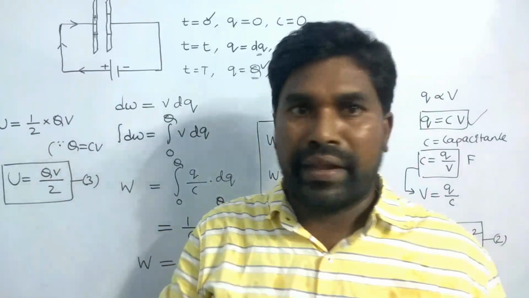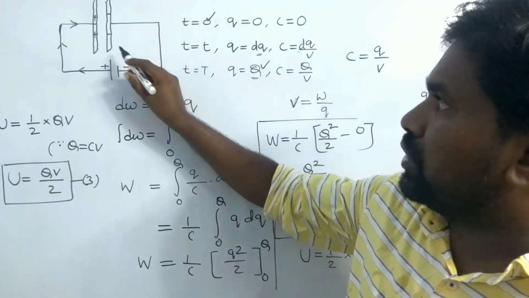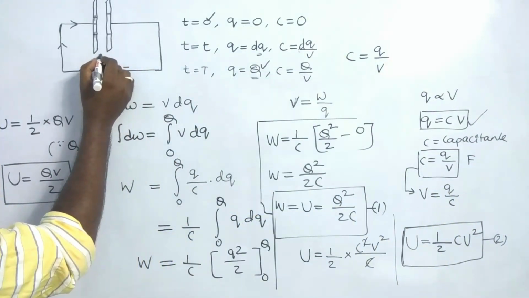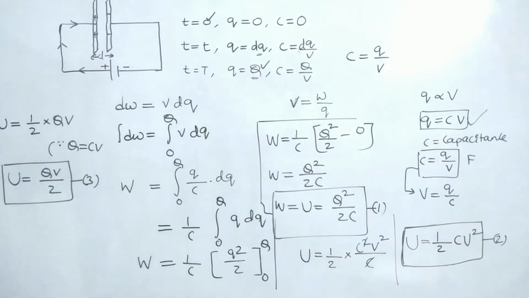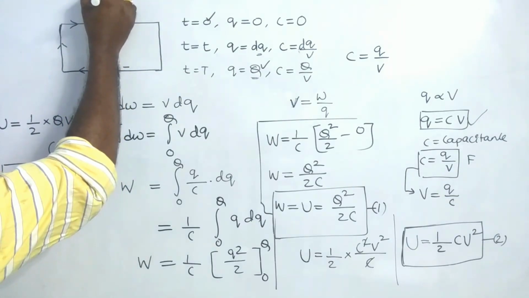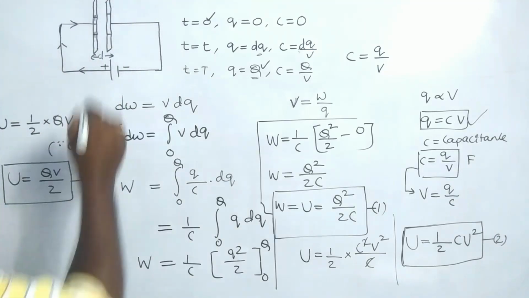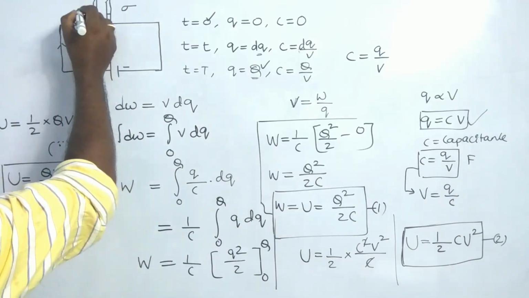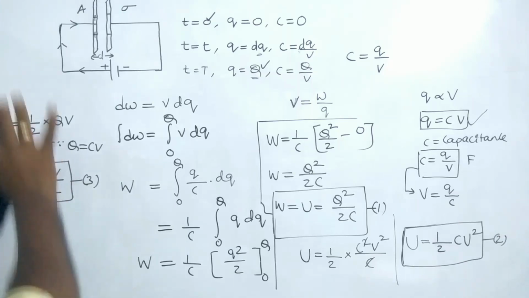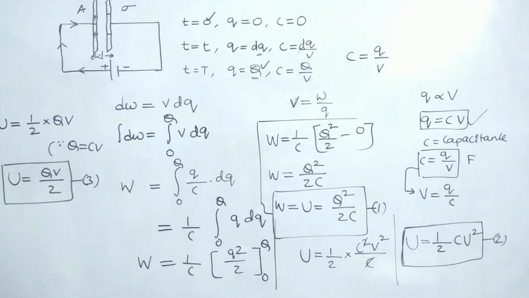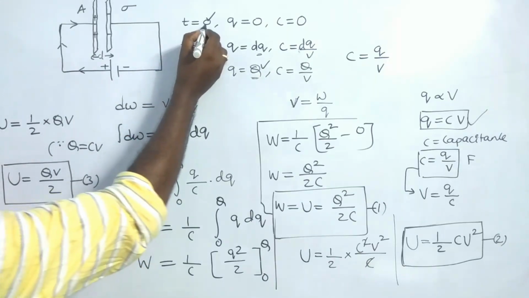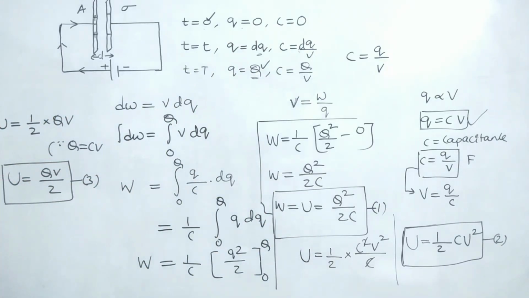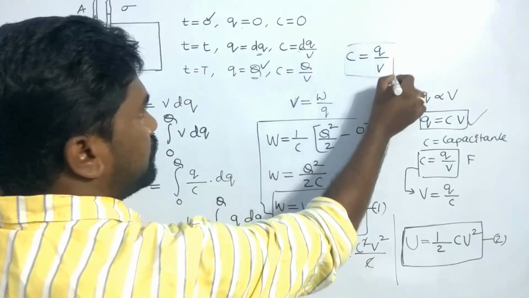Okay, so for the energy stored in a capacitor, first you have to take a capacitor having distance d. The distance between the two plates of the capacitor is d, the intensity of electric field acting between them is E, it has surface charge density sigma, and the area of the plates is A. So these are the terms you have to know here, right? And then at time t equal to 0, the charge on the capacitor is 0 and the capacity of the capacitor is also 0. From the definition, you can write that. Okay.